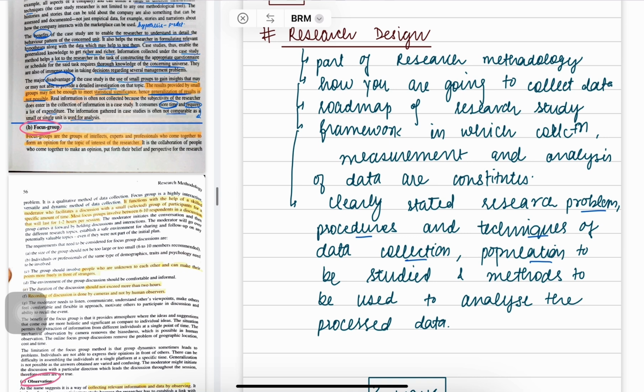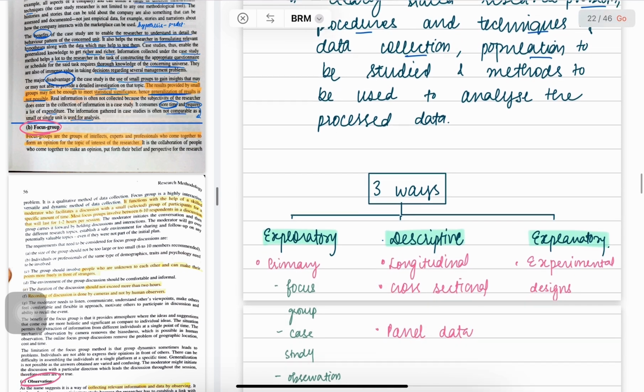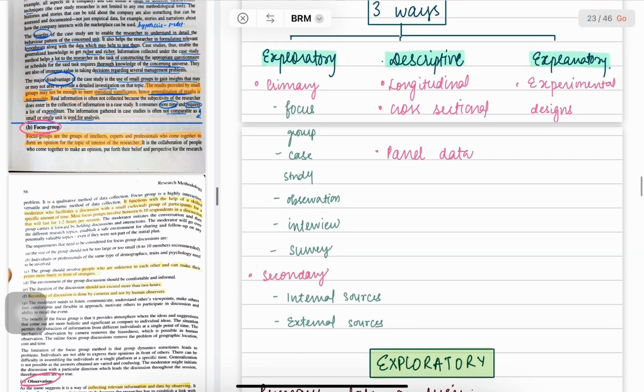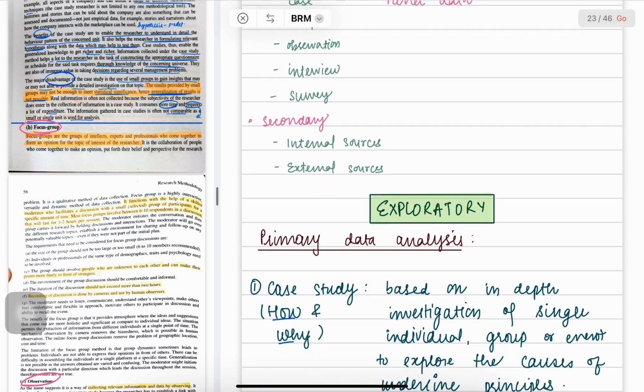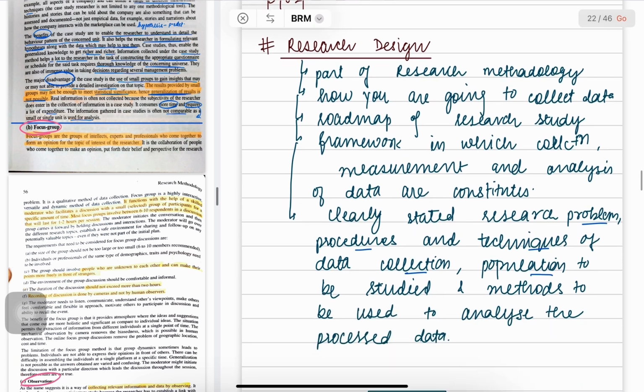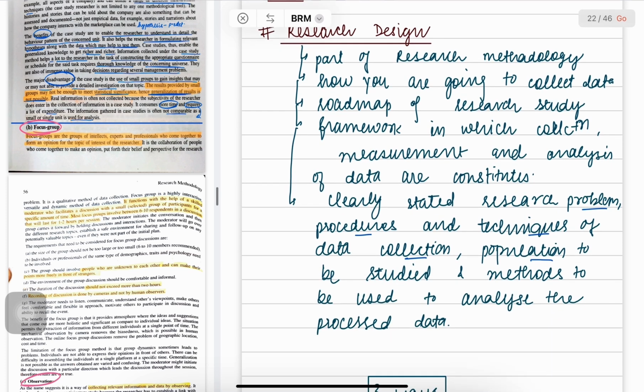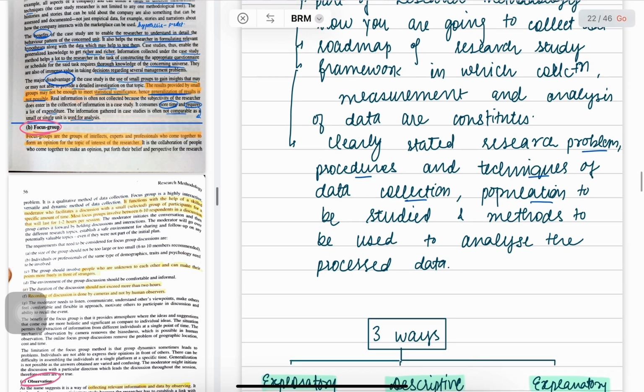This is the meaning of research design, ways of research design, and the primary data analysis case study method, right? Research design is basically the part of research methodology, and it is how you are going to collect the data. It's the roadmap of the research study and the framework used in the collection, measurement and analysis of data. It clearly states the research problem, procedures, techniques of data collection, the population to be studied and the methods to be used to analyze and process the data, right?